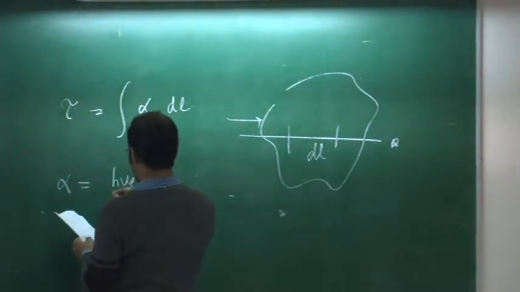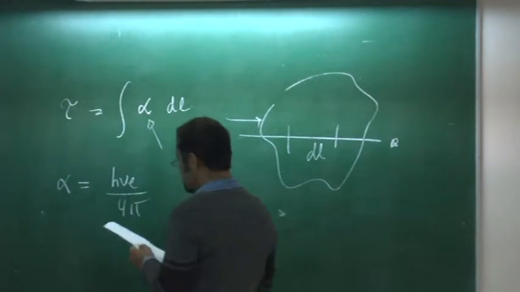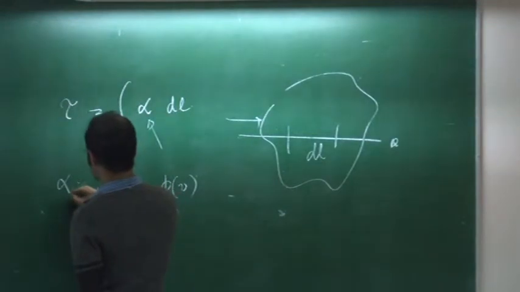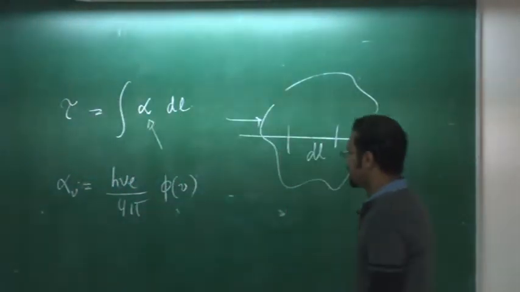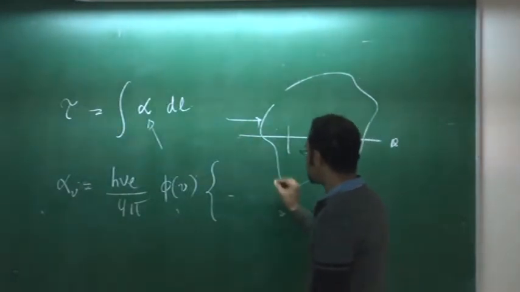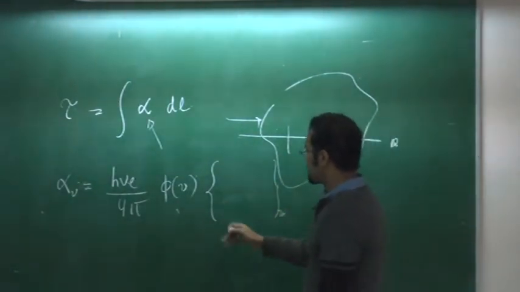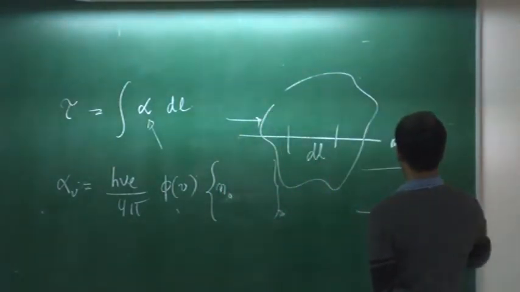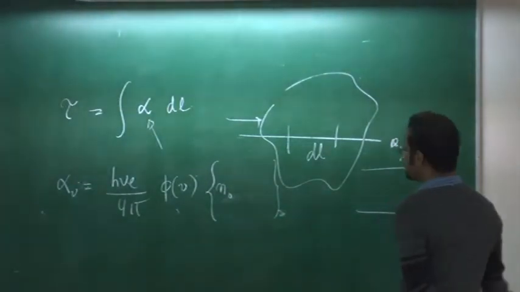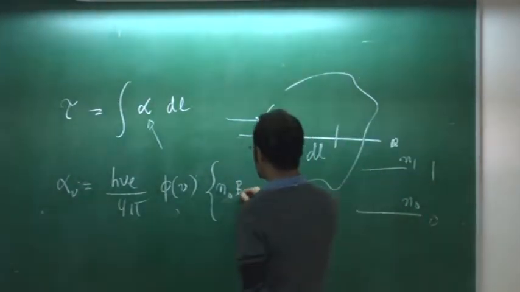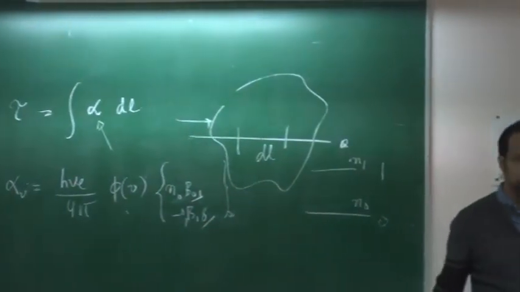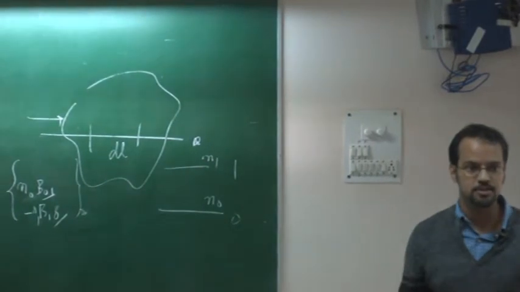h nu, it's energy units, normalized by 4 pi usually, and then there is this function phi of nu, which is of course a function of frequency. And then it's related to the populations of the two levels, 0 and 1. We have N0 and N1, so N0 B01 minus N1 B10. I'm sure you are familiar with these. What are these B's? These are the Einstein coefficients.